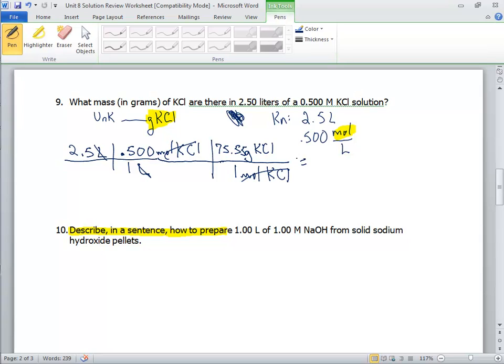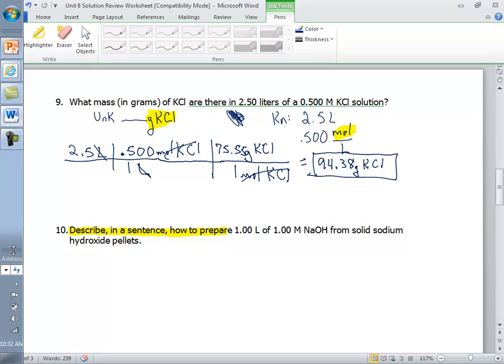So now I can calculate a number so that I can go on to answer my question. So 2.5 times 0.5 times 75.5. Did you guys get 94.38? Yes. I rounded it up just a little. 94.38 grams of potassium chloride. So to answer the question, I don't have to write a statement here, do I? But what I would be doing is I'd be mixing this into enough water to make 2.5 liters of solution.